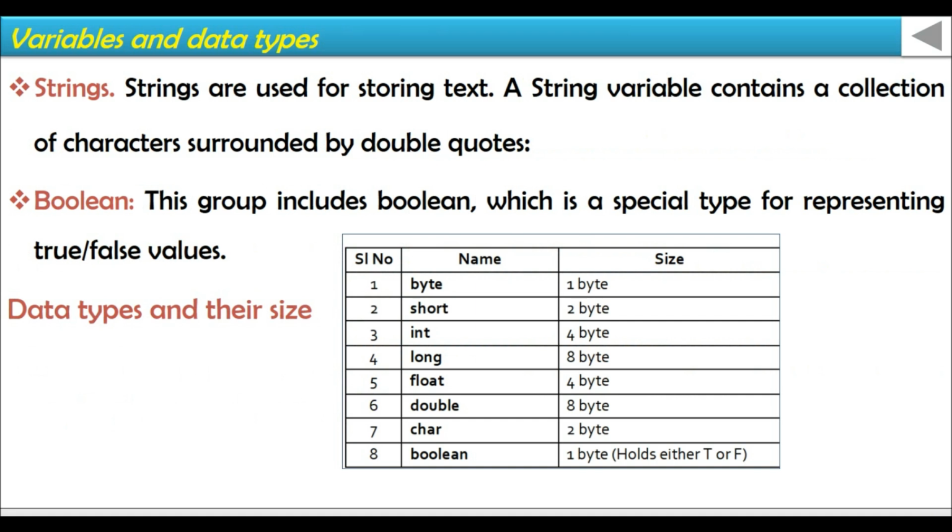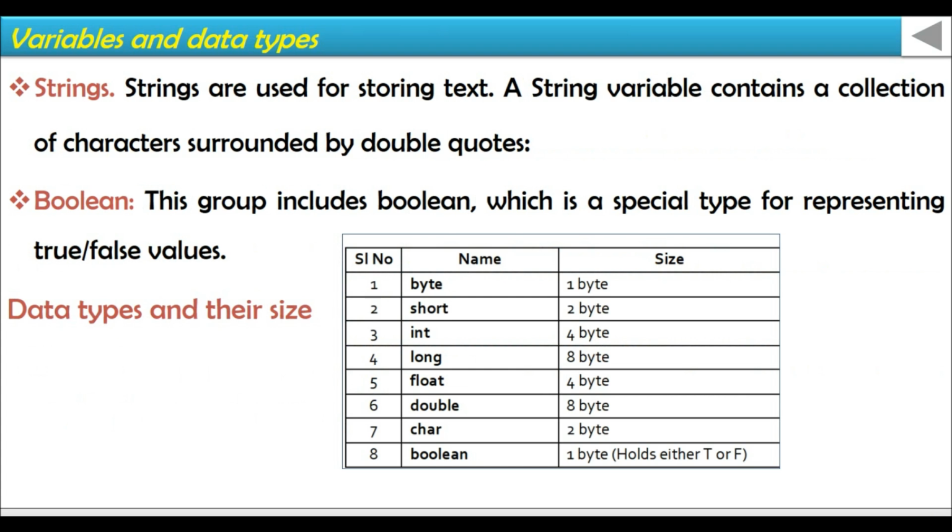Strings are used for storing text. If we have a name, ወይም department ሊኖር ይችላል, most probably the expected value is a string, so we're going to use this type of data type. A string variable contains a collection of characters surrounded by double quotes. So when we assign a string value we have to surround that string within double quotes, right. The other one is boolean. This group includes boolean which is a special type representing a value that is either true or false.